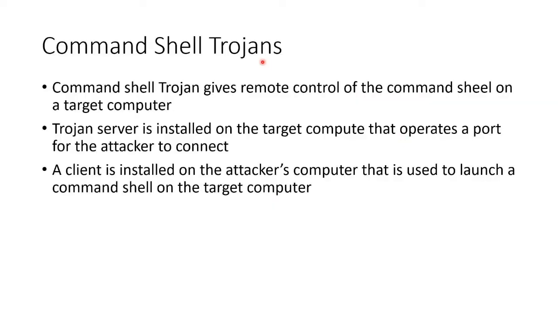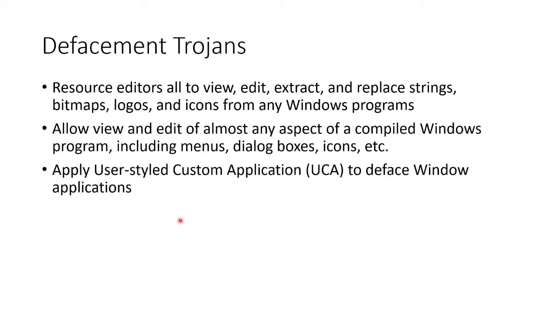Command shell Trojans. This allows us to use a command prompt to attack the target. So we have a Trojan server installed on the target, and it opens a port, and then the client is on the attacker, and we make the connection and we use it to launch a command prompt, a command shell, on the target.